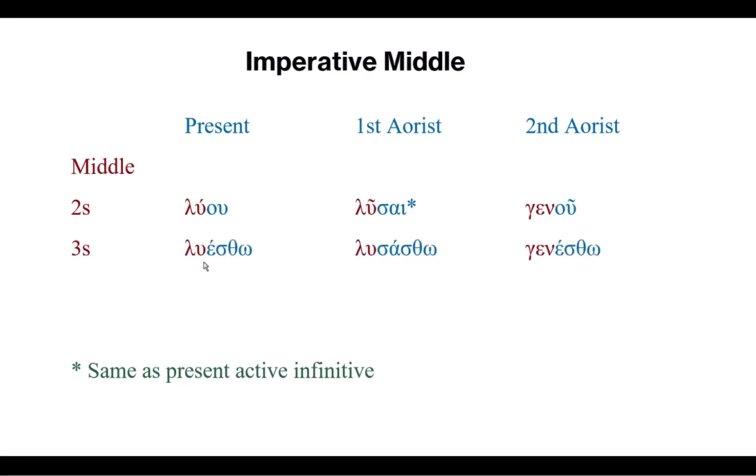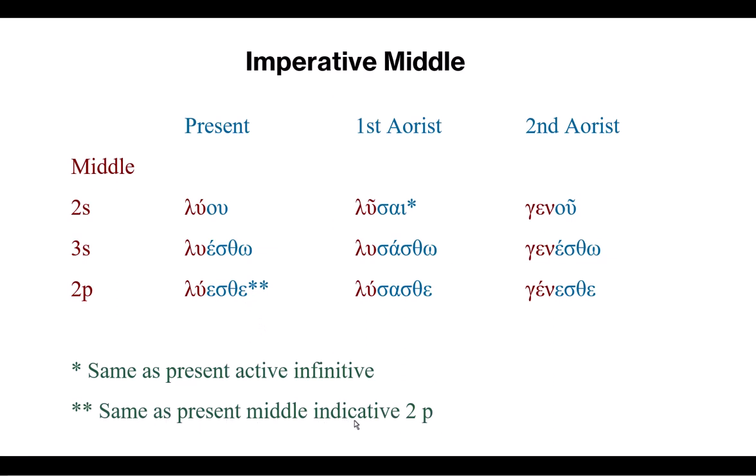The third singular, luesto, lusasto, and genesto. Second plural, luesta, and notice this is the same as the present middle indicative second plural. So we have another overlap as we had in the active imperatives as well for the second plural. And then we have lusasta, genesta, and finally for the third plural, luestosan, and for the first aorist, lusastosan. For the second aorist, we have genestosan, which is the present tense ending, even though we have the second aorist stem.